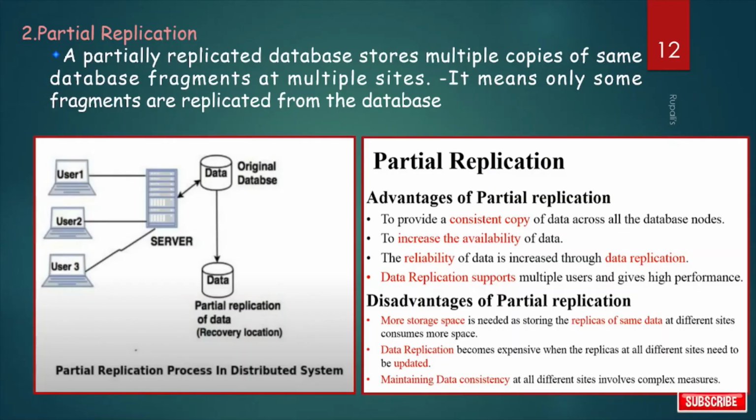And what are the disadvantages of partial replication? More storage space is needed, as storing the replicas of the same data at different sites consumes more space. Data replication becomes expensive when the replicas at all sites need to be updated. And maintaining data consistency at all the different sites involves complex measures.